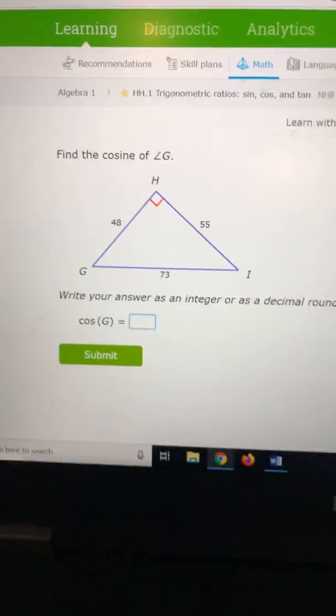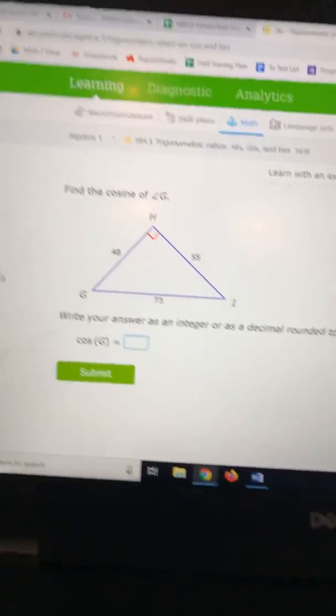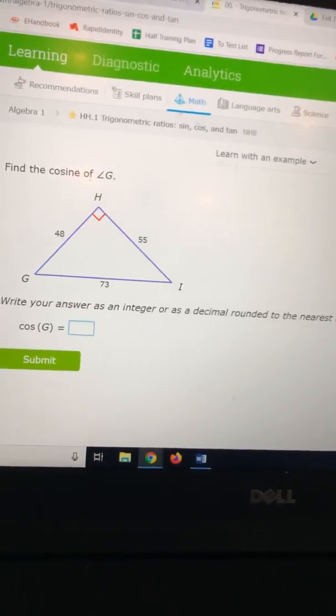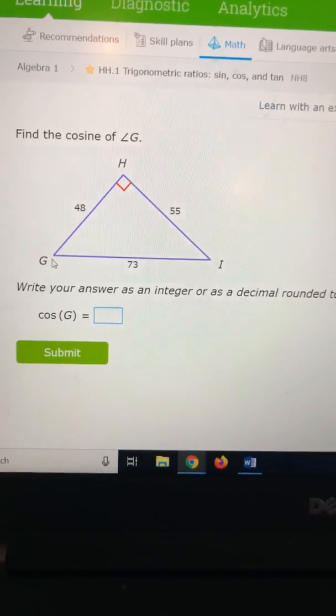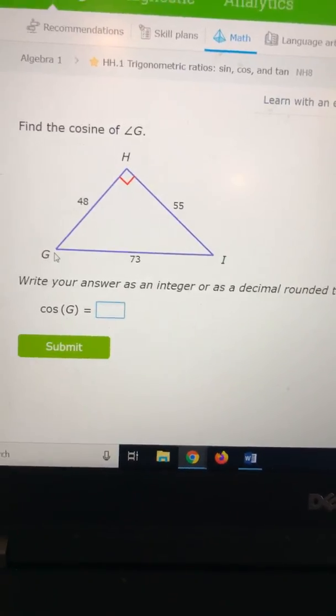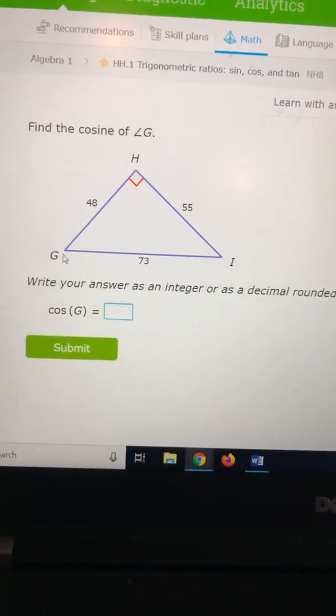So for this problem right here, this is like the first level. It wants you to find cosine of angle G. So if we go to angle G, cosine, let's see, some old hippie caught another hippie tripping on applesauce.